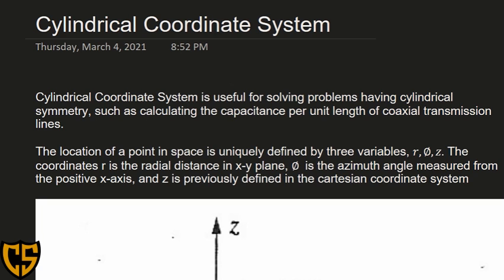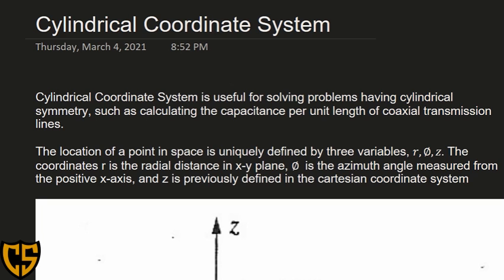Okay, so hello guys. When we are dealing with vectors, we are considering some rectangular coordinate system. But we also have other coordinate systems, such as the cylindrical coordinate system. The cylindrical coordinate system is useful for solving problems having cylindrical symmetry, such as calculating the capacitance per unit length of a coaxial transmission line.